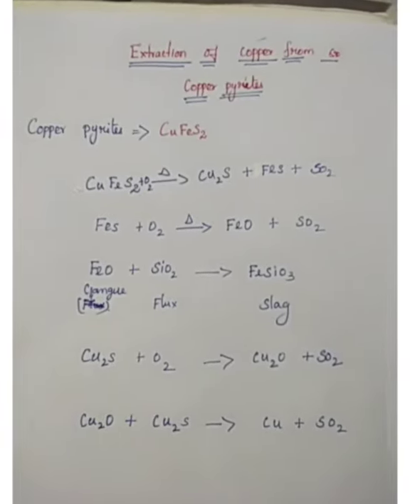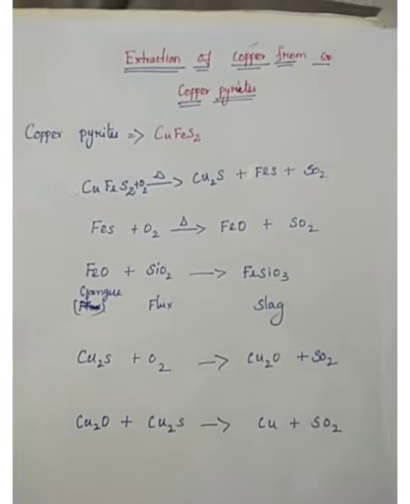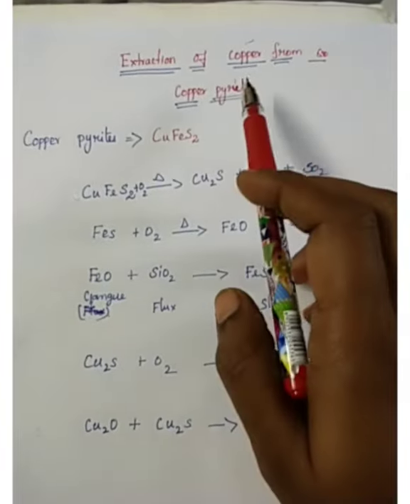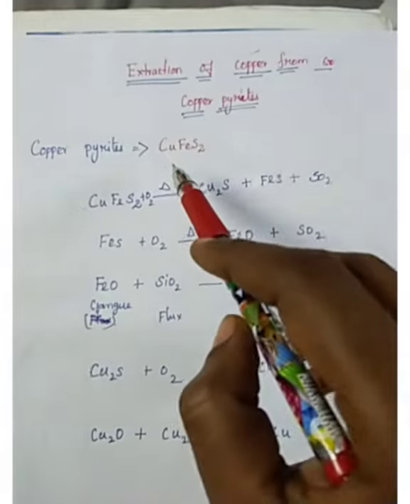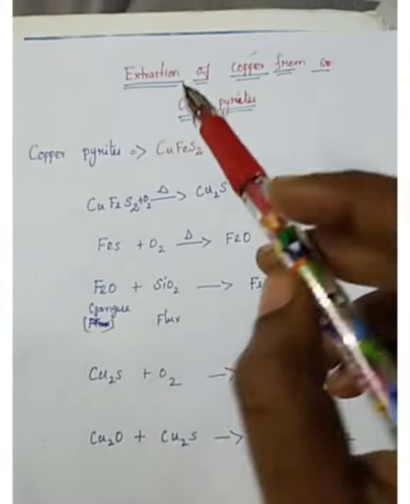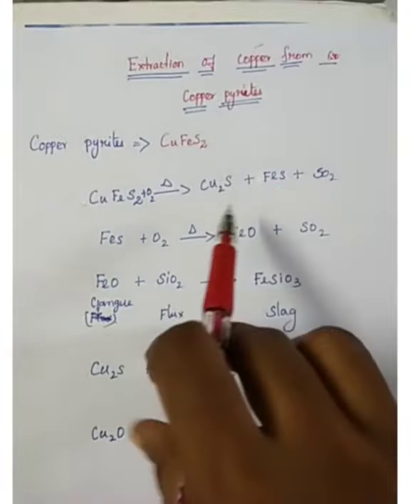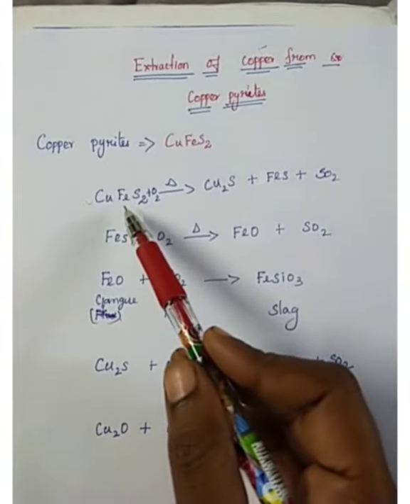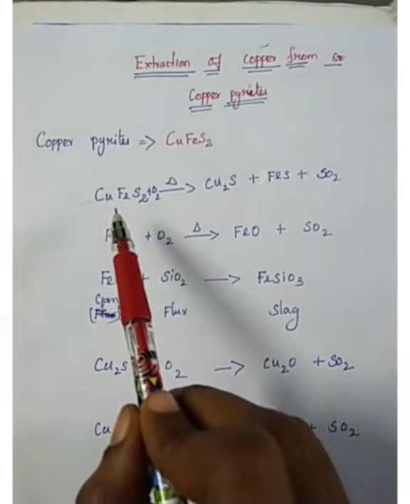Let's see the extraction of copper from copper pyrites. What is the molecular formula for copper? Cu. Copper pyrites is CuFeS2. In the extraction of copper from copper pyrites, first we are going to heat the copper pyrites.